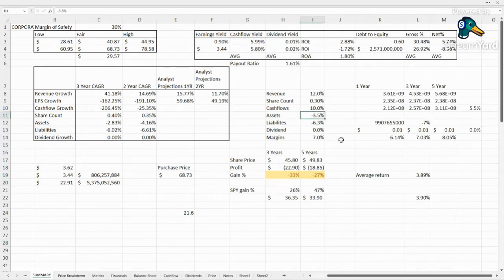If they can come in with some asset growth while still decreasing their liabilities at the same rate, even if it's just 1%, something kind of small, that's what they really need.